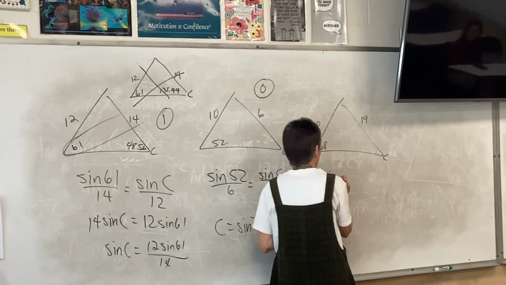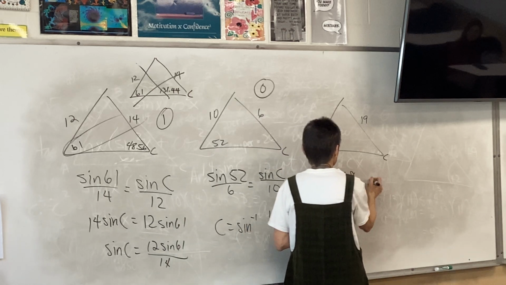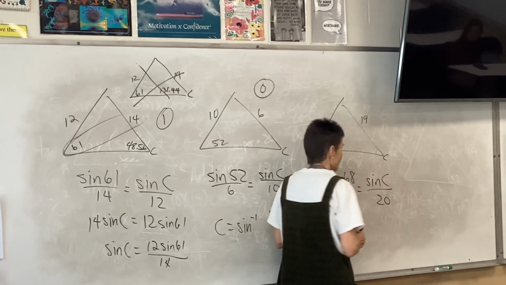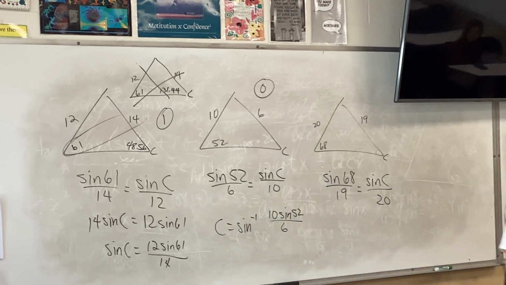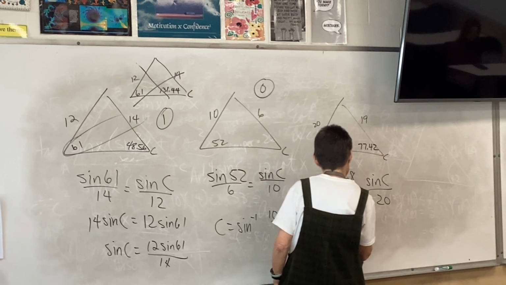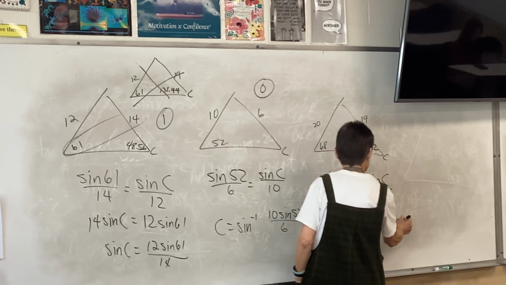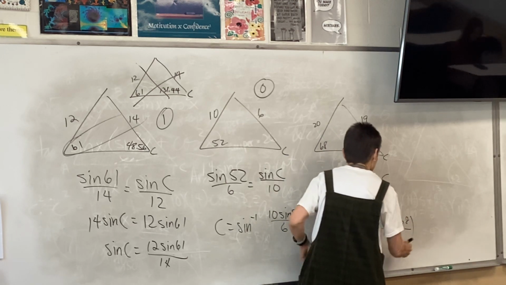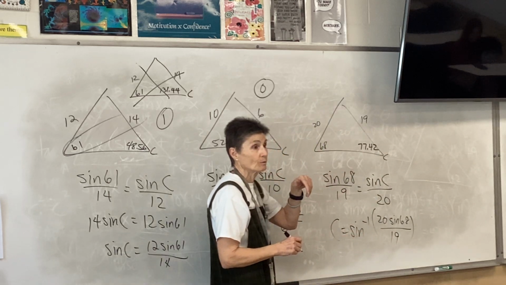So here we go. Sine 68 over 19 equals sine C over 20. So you're gonna cross multiply just like you did. You're gonna second sine just like you did. And we're gonna come up with 77.42. I'll wait for confirmation on that. Yeah, she's right. Good deal. What we second sine was 20 sine 68 divided by 19. And apparently we got 77.42.